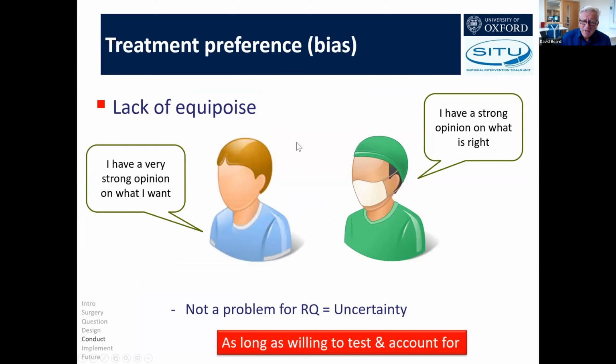Treatment preference and bias, a really critical aspect, and from both the patient point of view and the surgical side or the clinician side, patients will have opinions, and surgeons and clinicians will have opinions on what is right. It's not necessarily a problem as long as you account for it and understand it. And you can do that in various ways.